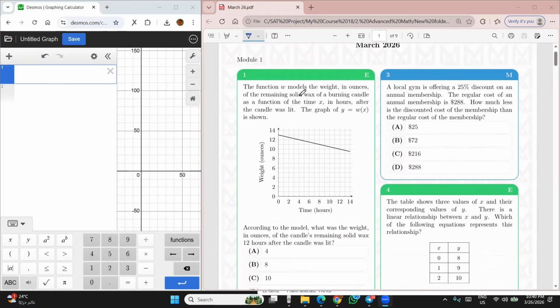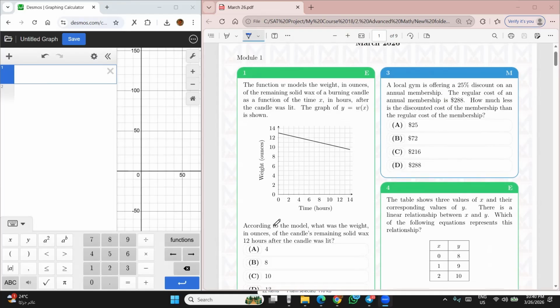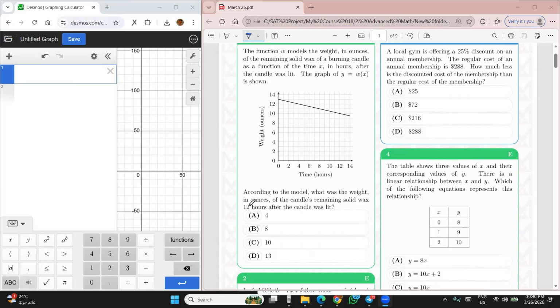The function W models the weight in ounces of the remaining solid wax of a burning candle as a function of time x, in hours after the candle was lit. The graph is shown. According to the model, what was the weight in ounces of the candle's remaining solid wax 12 hours after the candle was lit?